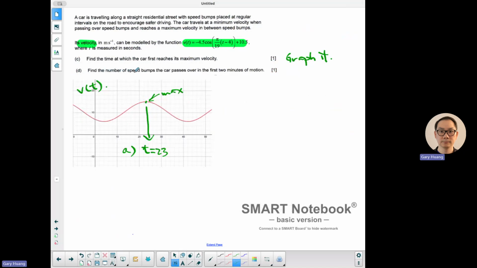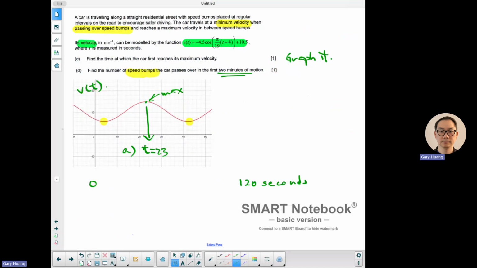Part D, find the number of speed bumps the car passes over in the first 2 minutes of motion. Well, when do the speed bumps happen? Well, the speed bumps are when you have the minimum velocity, when they're passing over a speed bump, right? So anytime there is a minimum, that is a speed bump, but I want the first 2 minutes. Well, then you can make your domain going from 0 all the way to 120 seconds and see how many minimums you have, right?